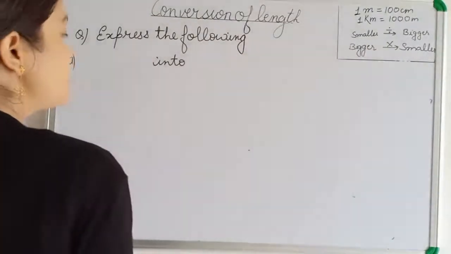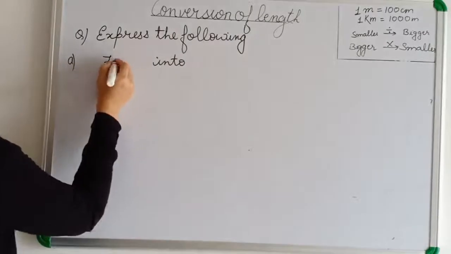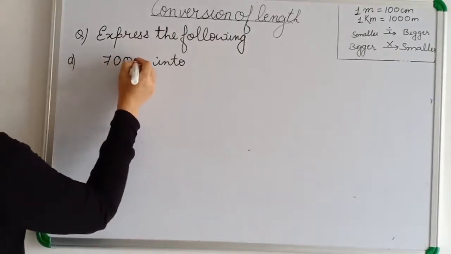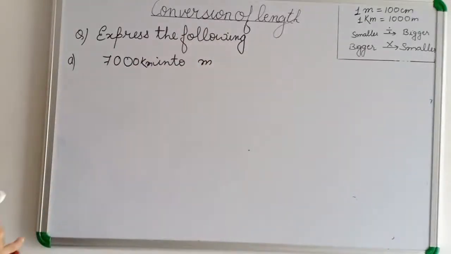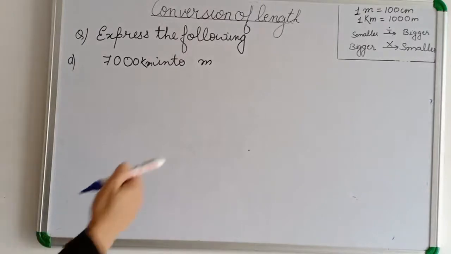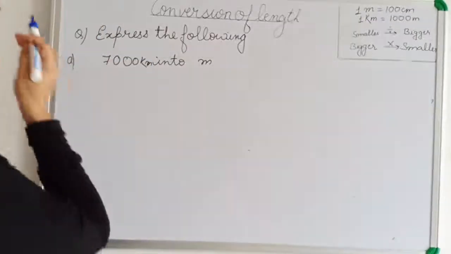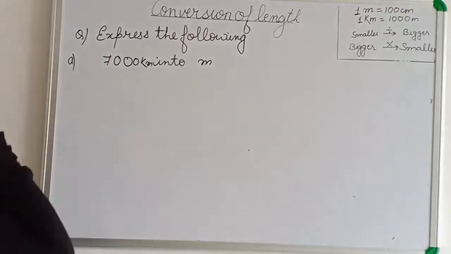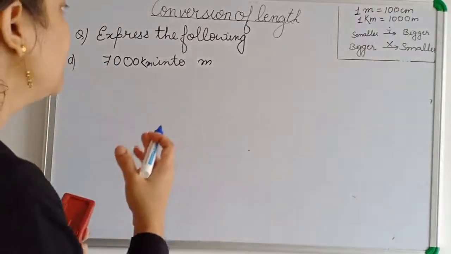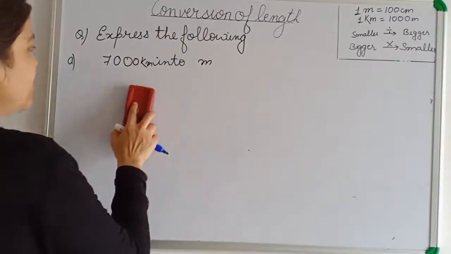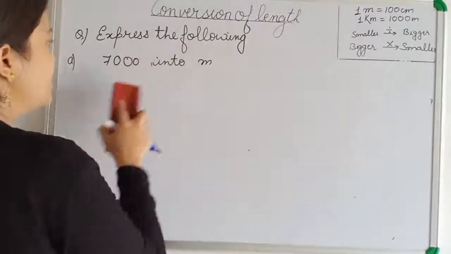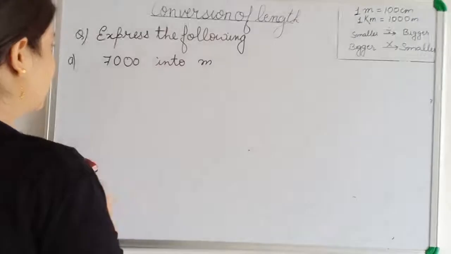Here it is 7,000 kilometer. You have to convert into meter. Here, same, we are converting the bigger unit into smaller unit. So what we have to do... no, 7,000 meter we have to convert into kilometer. Okay, this is the question.